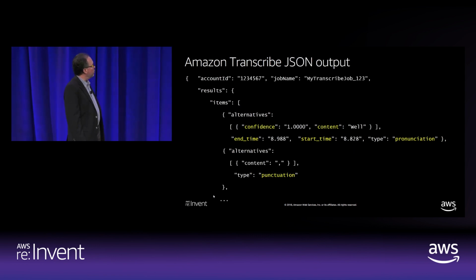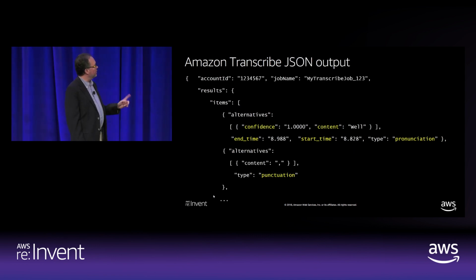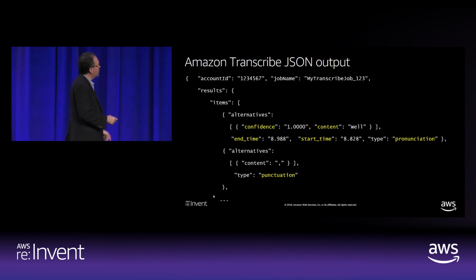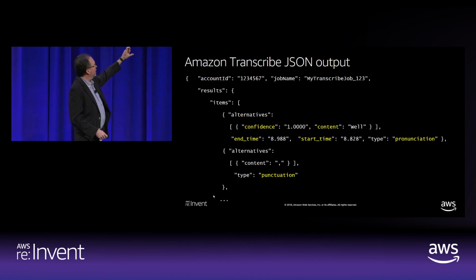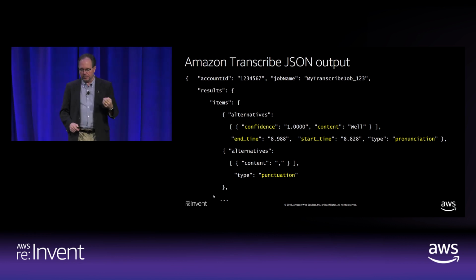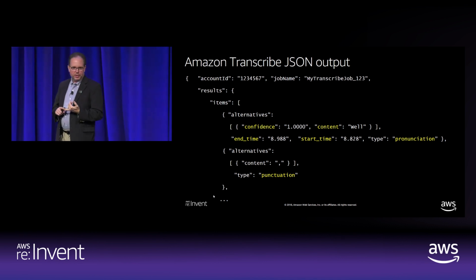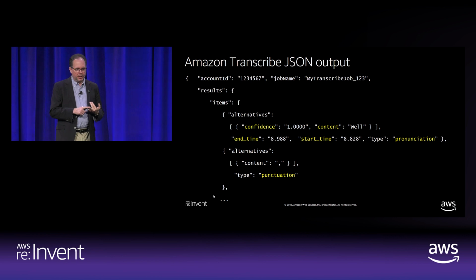Okay, looking a little bit more at the JSON output that was referred to there, it's going to have a few things. It's going to talk about the job name, and then it has a number of sections. One of the key sections here is the items section. And so what you're going to get is word by word what was actually identified.